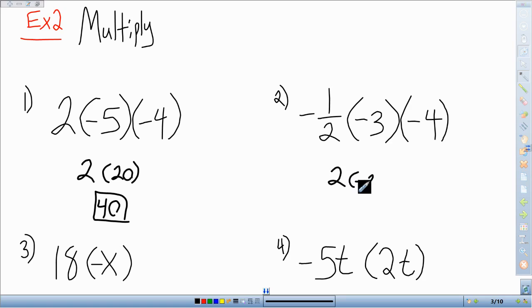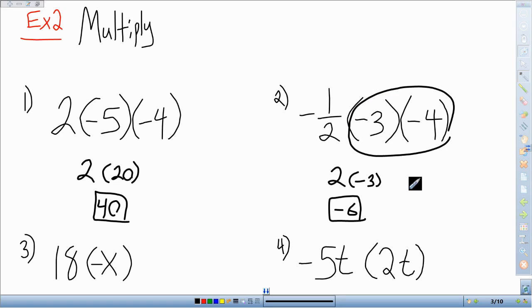Bringing down this negative 3, now I can multiply these together. Since one of them is negative, my answer is going to be negative 6. And just a quick little thing, you can imagine we could have multiplied these two together first, got a positive 12, and negative 1/2 times positive 12 still gives us a negative 6.